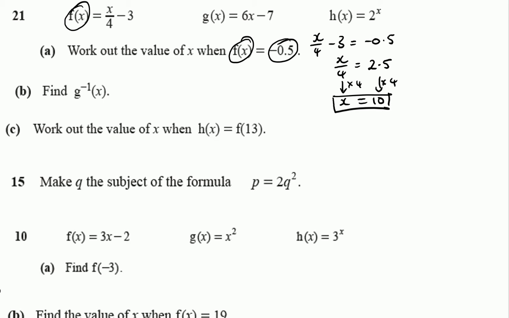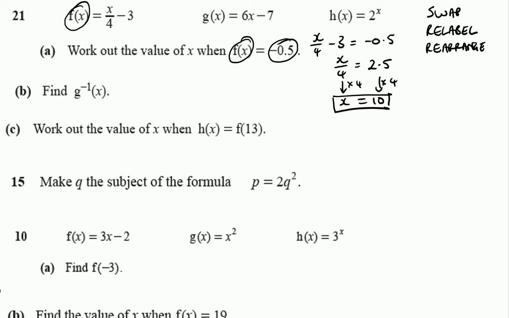Now we're asked to find the inverse function of g. Now to find an inverse function, we're going to swap the x and the g(x). We're going to relabel the g(x) as g inverse. And then we're going to rearrange until g inverse is the subject. So, I'm going to do my swap.